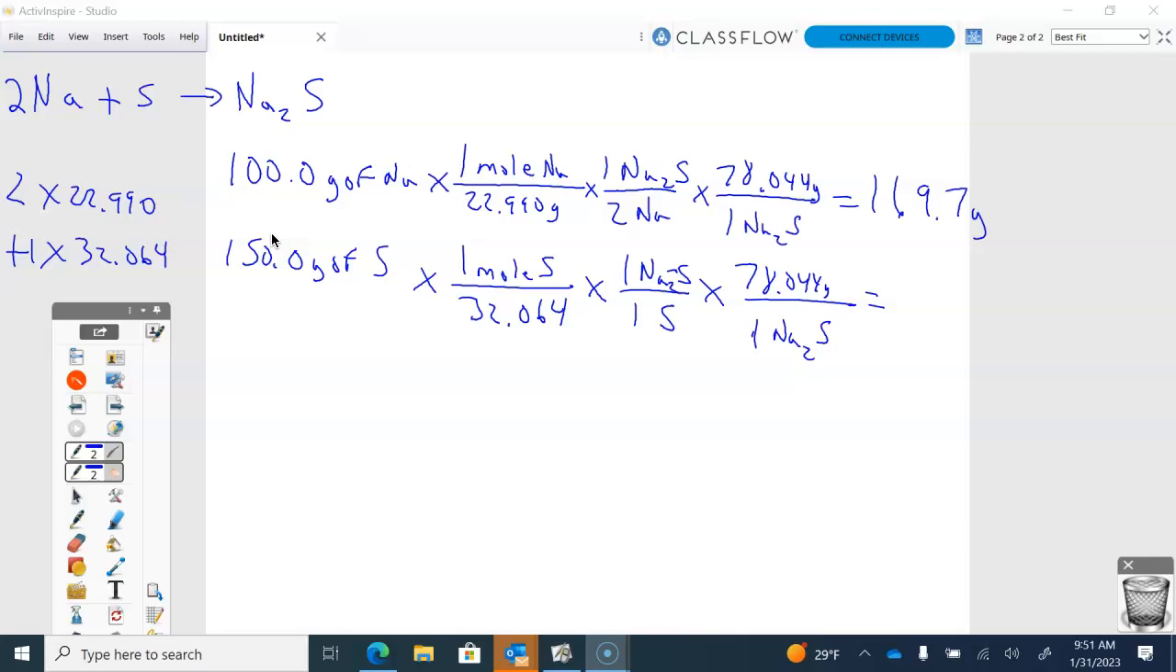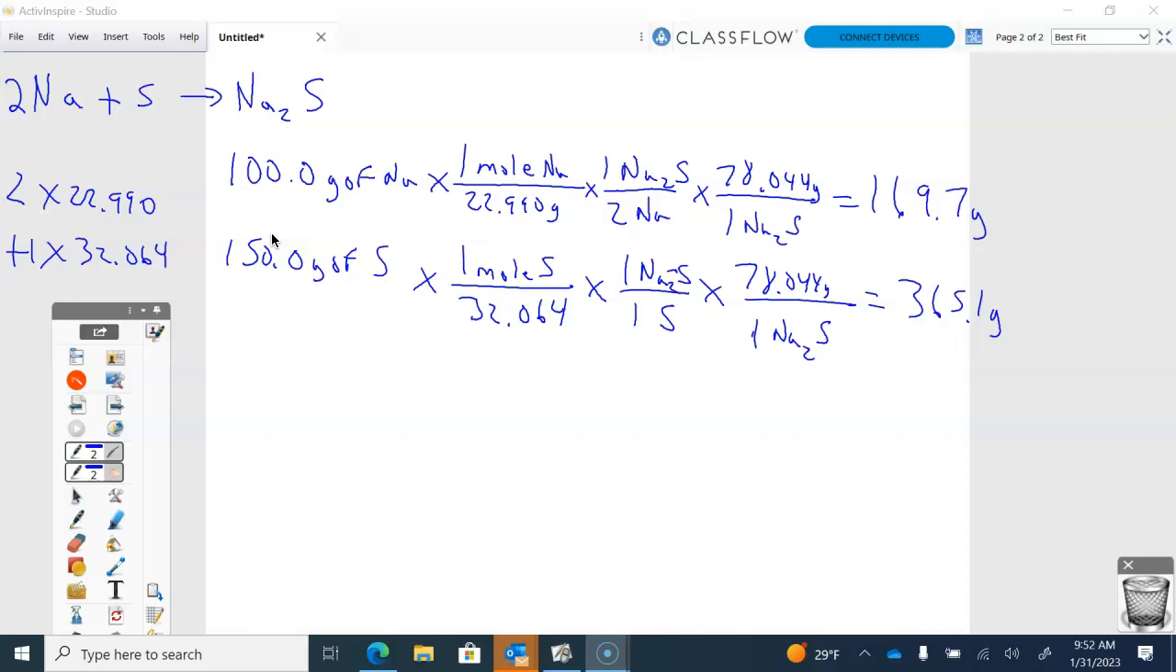Then 150 times 78.044 divided by 32.064. And with just the sulfur, I can make 365.1 grams of sodium sulfide.